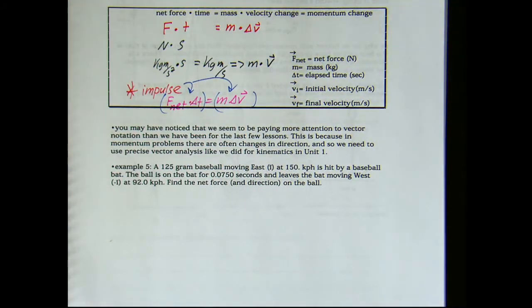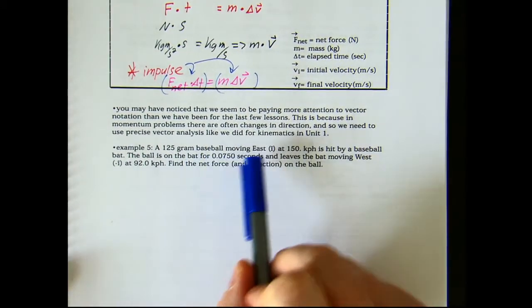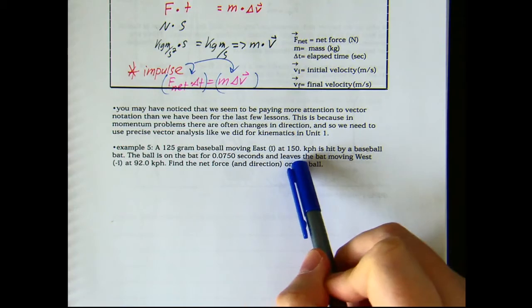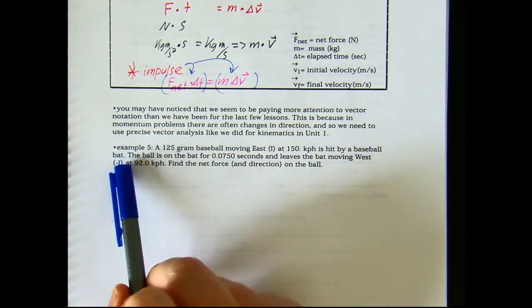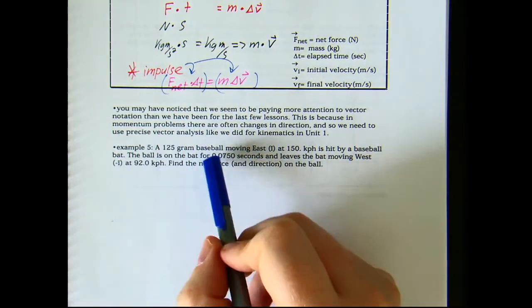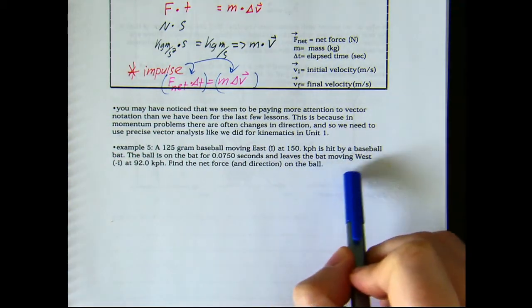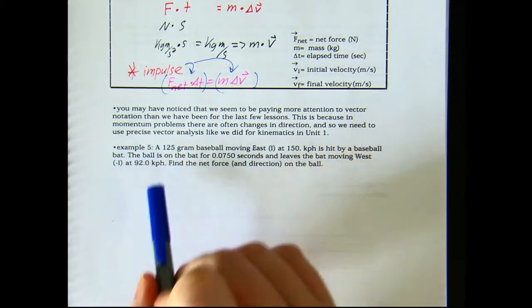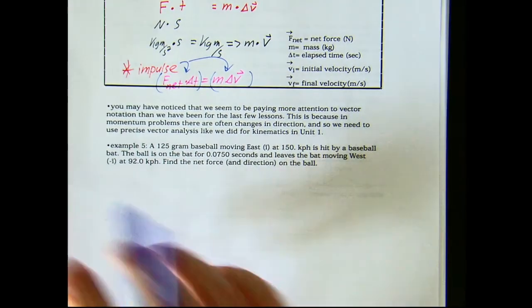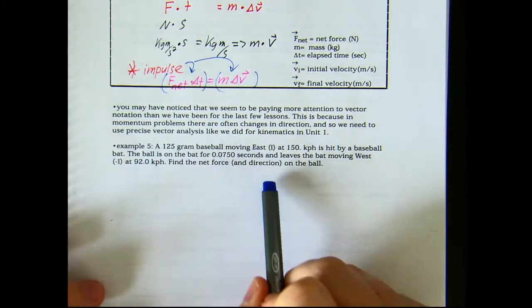So if I've got a 125 gram baseball moving east at 150 kilometers per hour, hit by a baseball bat, obviously the direction of the ball is going to change. The ball is on the bat for 0.075 seconds, very small amount of time, and leaves the bat moving west. It was going east, now it's going west. And its speed is 92 kilometers per hour. We want to find the net force and the direction on the ball.